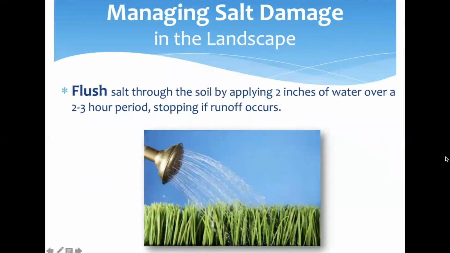Also, if you have an area that has high salts, or has been exposed to de-icing salts, flush that soil. Flushing the soil is very simple. Water it. You could water this by applying at least 2 inches of water over a 2 to 3 hour period, and then stopping if runoff does occur. And then keep on flushing that. If you flush the soil, it's going to flush those salts out of it.